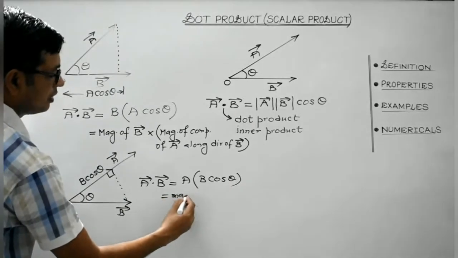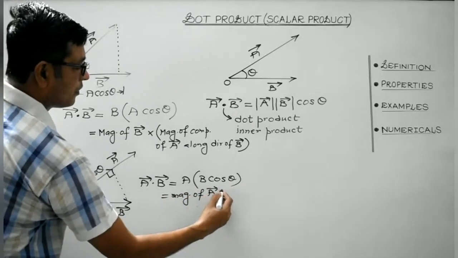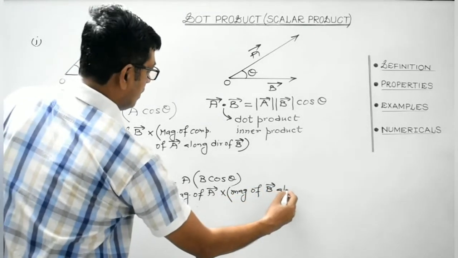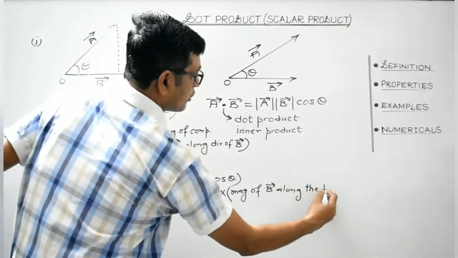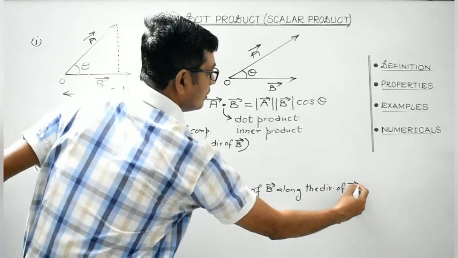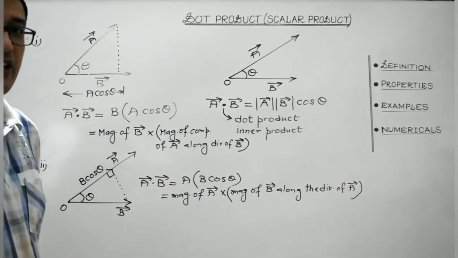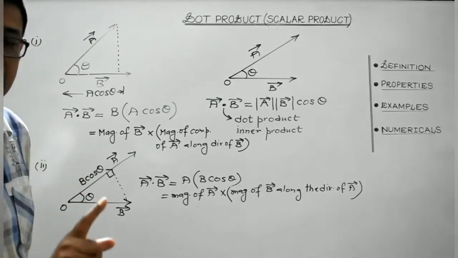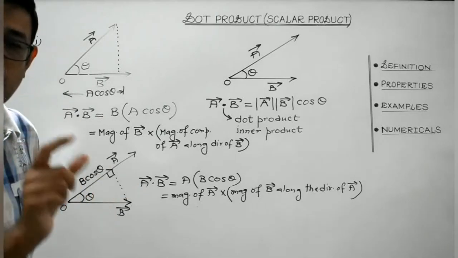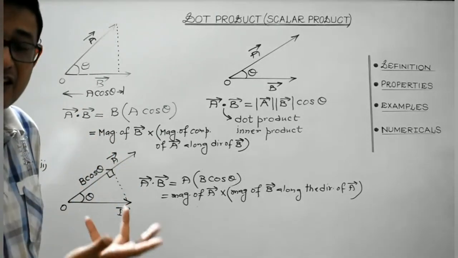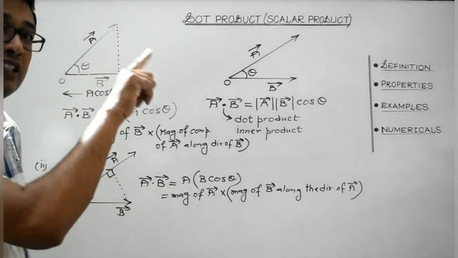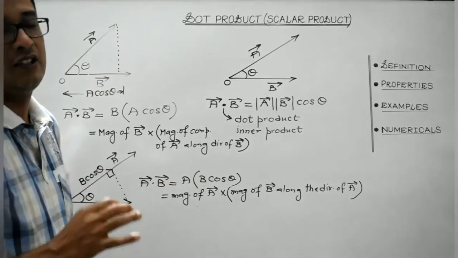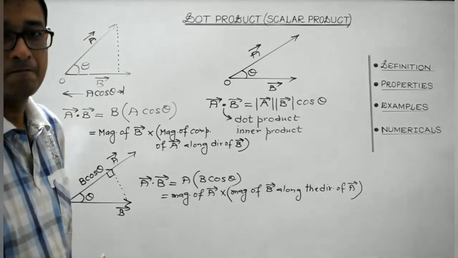So what you get is magnitude of A vector multiplied by magnitude of B vector along the direction of A vector. So this is how you can define dot product. So students, dot product of two given vectors may also be defined as the product of magnitude of one vector and the magnitude of the component of the other vector along the direction of the first vector. So these are the ways in which the dot product of two vectors may be defined.